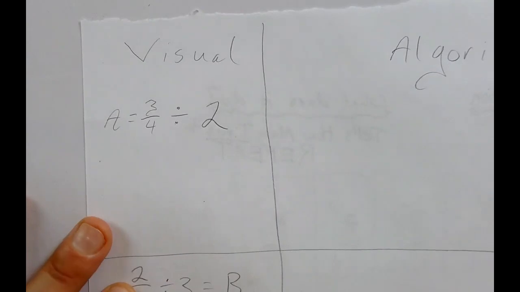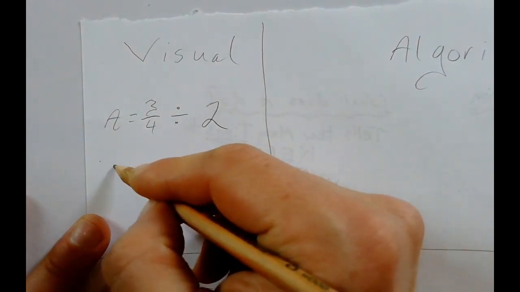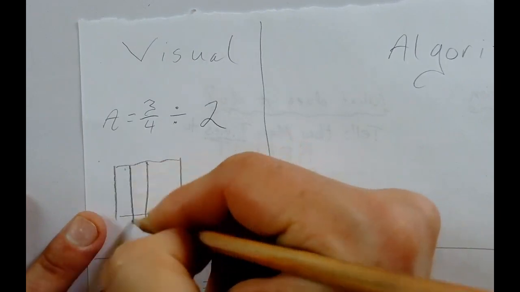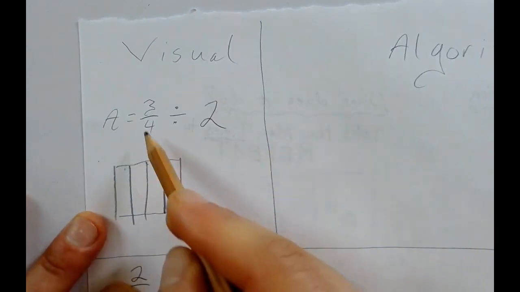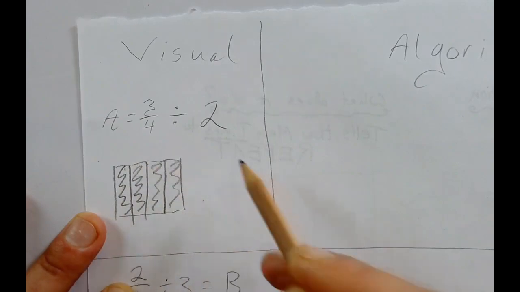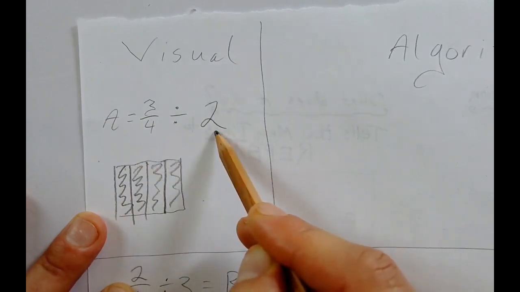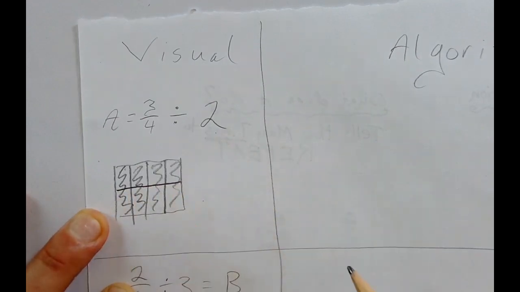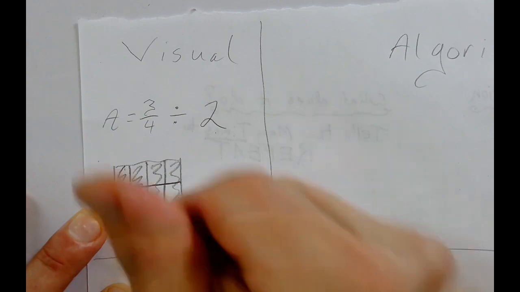So first, let's look at the visual model we had before. Let's make 3/4. Here's 4 sections. I'm going to shade 3 of those. I'm dividing that up into 2 pieces. Divided into 2 pieces. Okay? Oh, we've got 1 too many shaded. Let's erase this one right here.